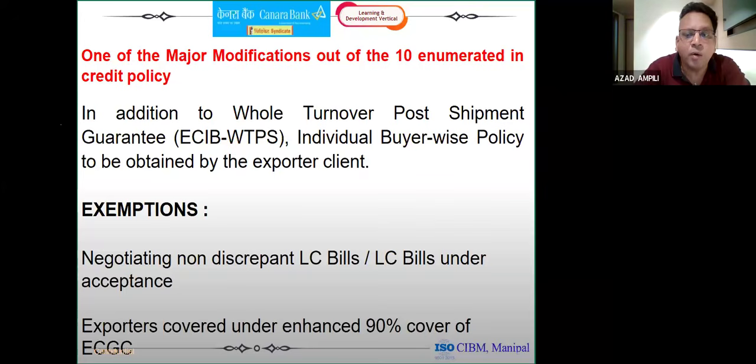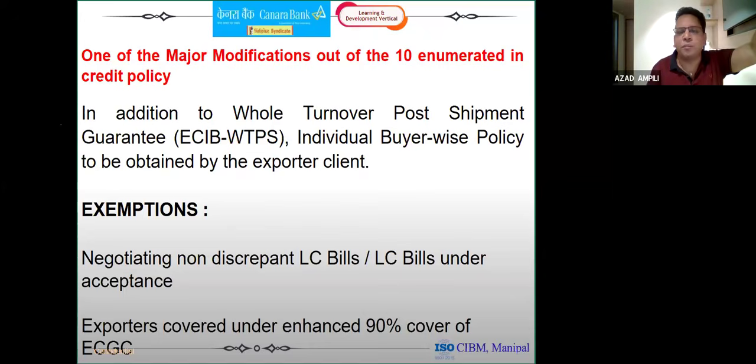In addition to whole turnover post-shipment guarantee, individual buyer-wise policy to be obtained by the exporter client. See, this is the rule. Whenever sanction authority will say, okay, we are sanctioning this loan to so and so exporter, in addition to whole turnover post-shipment credit, he should take buyer-wise policy also. Just now I said what is buyer-wise policy. But some exporters will have issue with this. Nothing is free, right? They have to pay premium for it.